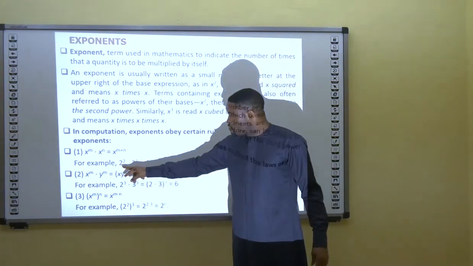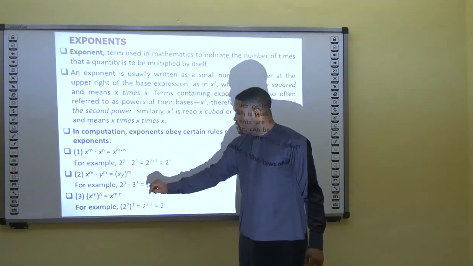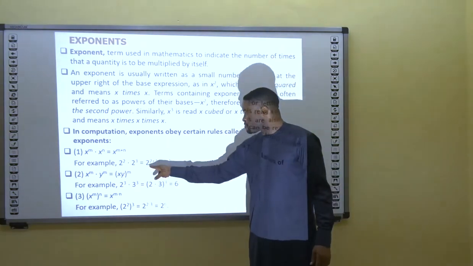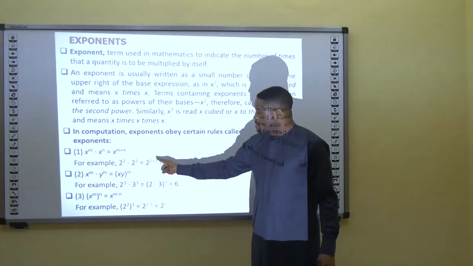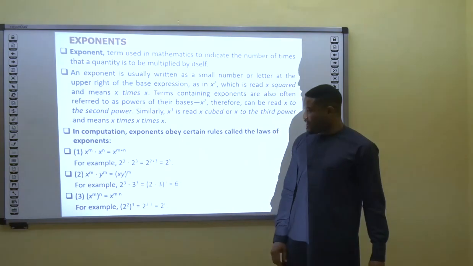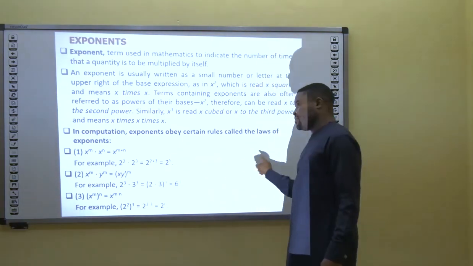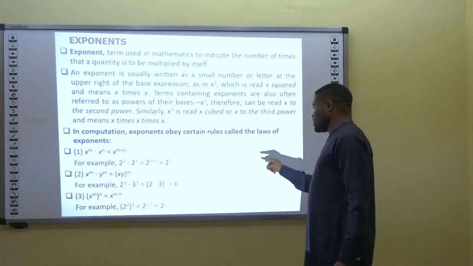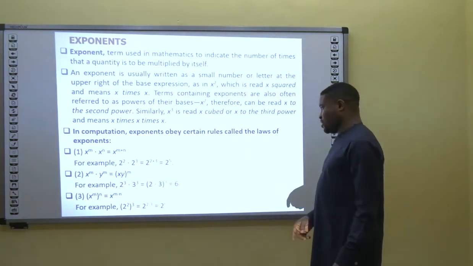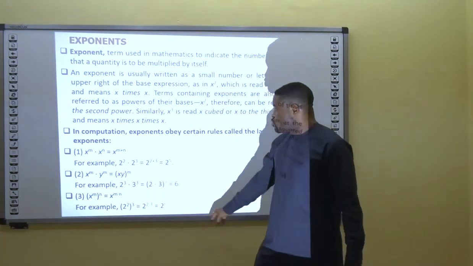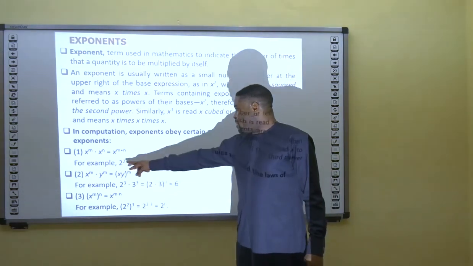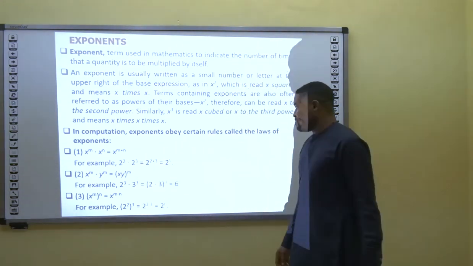So for example, if we have 2 raised to the power 2 times 2 raised to the power 3, it means that we'll have 2 raised to the power 2 plus 3, which equals 2 raised to the power 5. So when you multiply 2 in 5 places, 2 times 2 times 2 times 2 times 2, that will give you 32. And then when you take this raised to the power 2 and this, you see that you have the same answer.